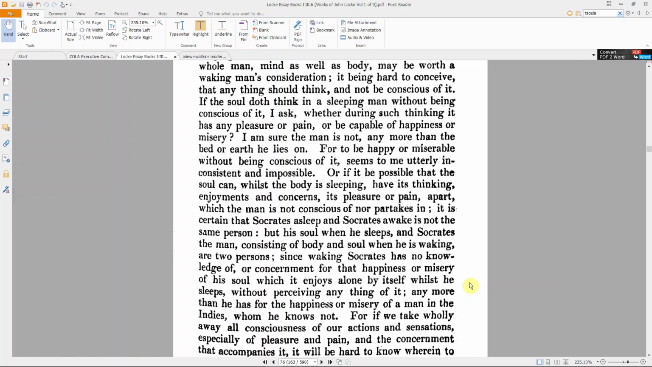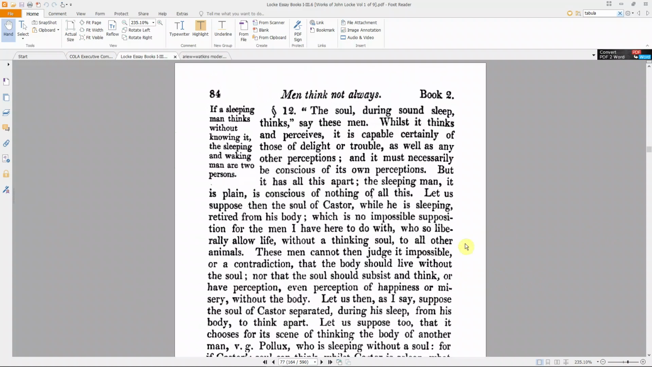And the fact that they represent these two points of view on the world is indicated with this discussion here that Locke brings in about concernment for happiness or misery. When I plan for the future, I plan for my own future, not for this sleeping person who supposedly thinks all the while I am asleep. And that is the point of the other thought experiment in the next section.